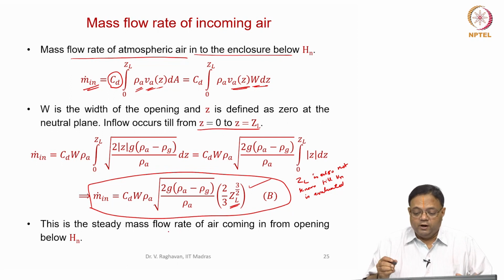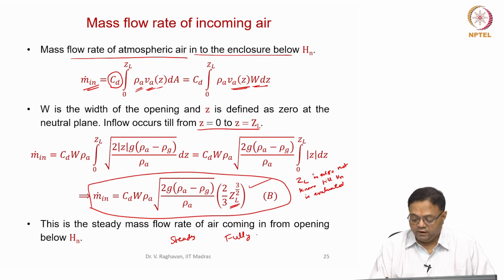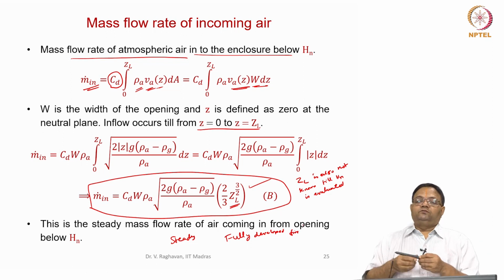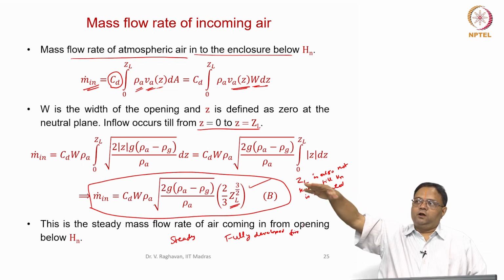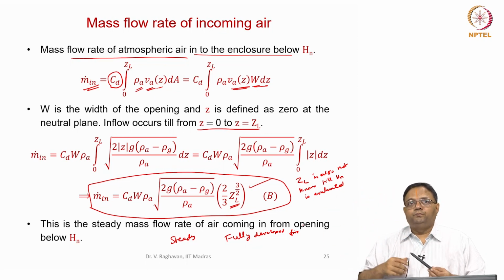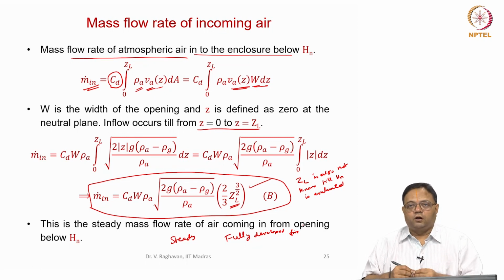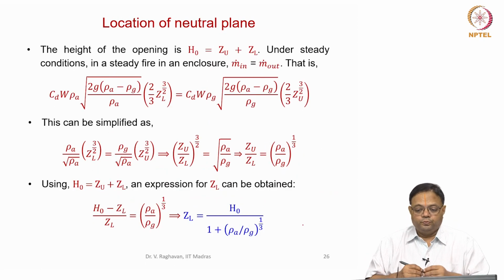This is the steady mass flow rate of the incoming air into the compartment under fully developed fire. This we should not forget. These two expressions are steady state, where fully developed fire is occurring. You know that once the flash fire occurs, for a long duration steady burning will occur. That steady burning is called the fully developed fire regime. There these flow rates are applicable.